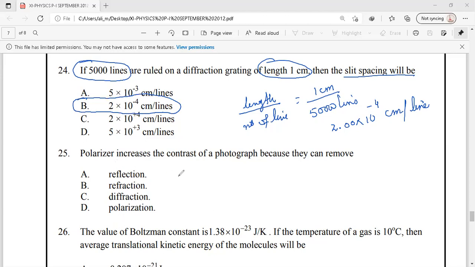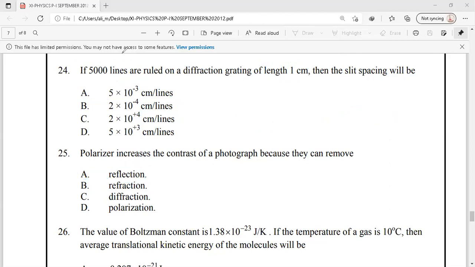A polarizer increases the contrast of a photograph because it can remove reflection, refraction, diffraction, or polarization. So the correct answer for this question is option A: the polarizer increases the contrast by decreasing the reflections from different objects during polarization. So let's come to our next question, question number 26.